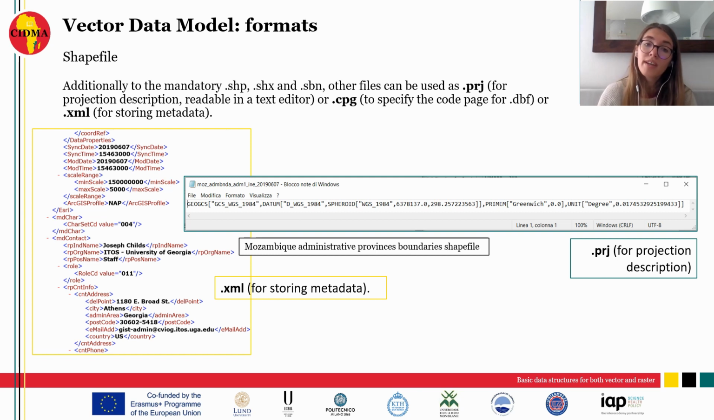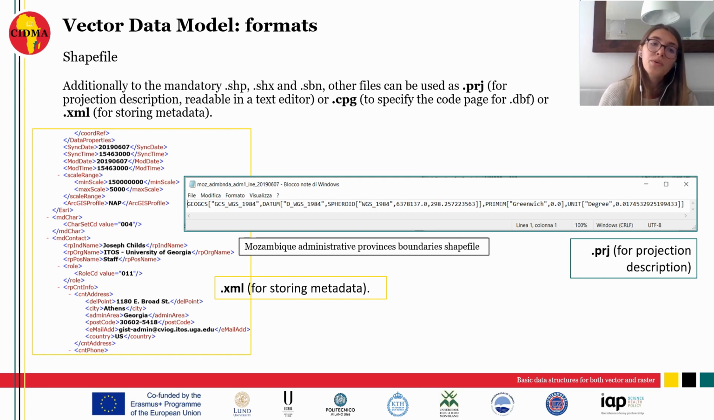If you do not have it with your vector files, you could not have it, but when you open your layer on QGIS, you will see an alert message telling you that your layer does not have any coordinate reference system, so that it has to be set. Then also the CPG is another file that is needed to specify the code page for DBF.